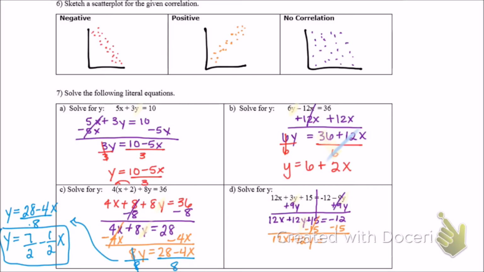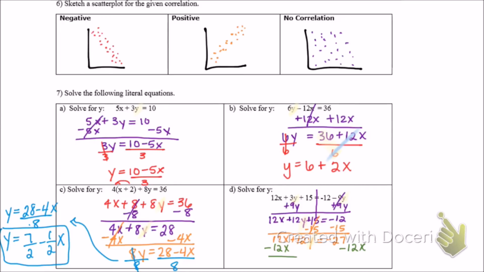equals a negative 27. Okay, so from here, not losing focus of that variable we want by itself, y, we need to move the 12x. So it's positive now. If I move it, I'm going to have to subtract it to the other side.